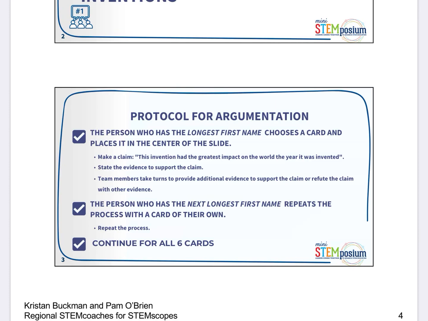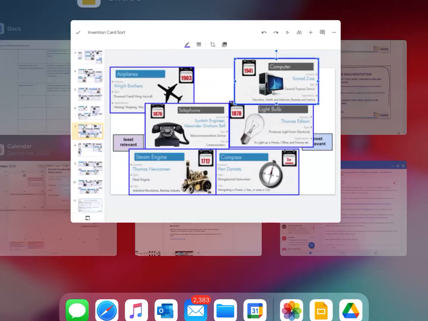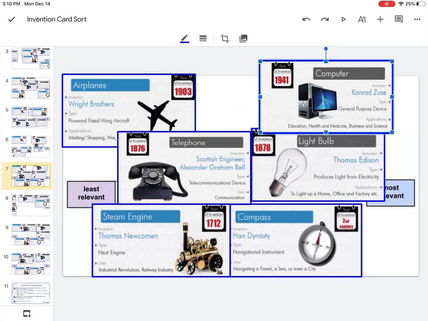So state your evidence, and then students would take turns either supporting or refuting the claim. And then the next person would go until you had them all in order. I really liked how they did this. They just had a series of identical slides, and I was in breakout room 7. So this was the slide we worked on. It was really easy to see that other people were moving things around, and yet it was just one slideshow. The discussion protocol was on the last slide if students needed it.